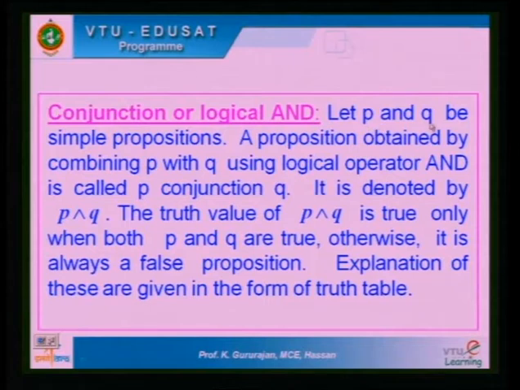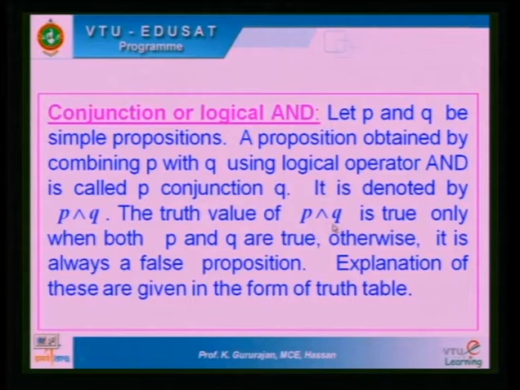Now to begin with, let P and Q be simple propositions. A proposition now obtained by using the logical operator AND. Earlier I used OR, now I am using the logical connective AND. I call this P conjunction Q. So how to read? P and Q or P conjunction Q.